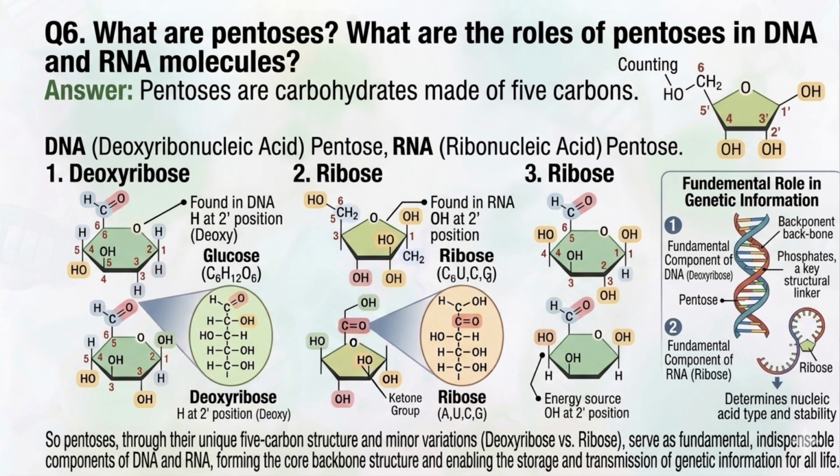Question number 6. What are pentoses? What are the roles of pentoses in DNA and RNA molecules? Answer. Pentoses are carbohydrates made of 5 carbons. The DNA molecule is made of a sequence of molecules called nucleotides. Each nucleotide is formed by the association of one pentose called deoxyribose with a phosphoric acid and a nitrogen-containing base, A, T, C or G. RNA is also formed by a sequence of nucleotides. The RNA nucleotides are made by association of one ribose, a pentose, with one phosphoric acid and one nitrogen-containing base, A, U, C or G. So pentoses are fundamental components of DNA and RNA.